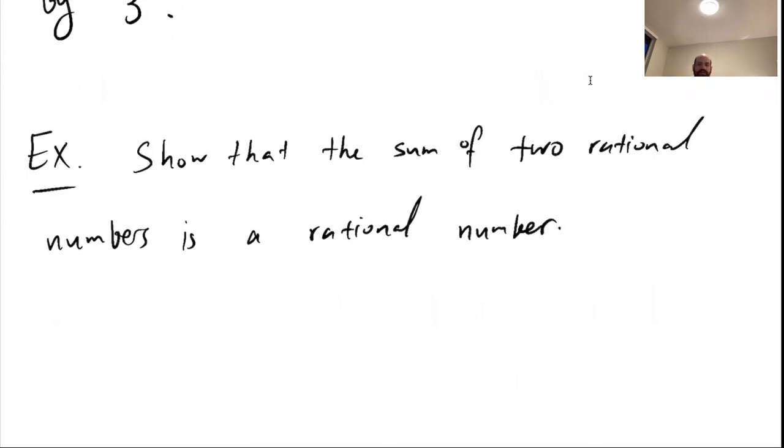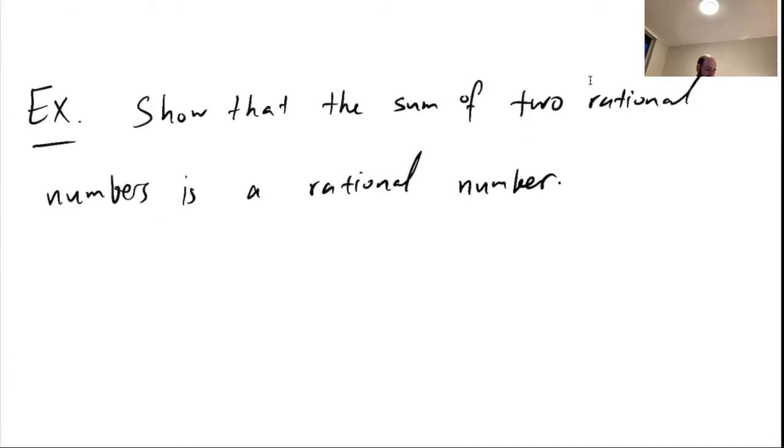So here, see, this statement is not written of the form if P then Q. It says show that the sum of two rational numbers is a rational number. But we still can write it in that form if we want to. We are saying that if we have two rational numbers, then the sum of those two rational numbers is a rational number, right? So the only assumption here is that I have two rational numbers, and my goal is that I want to show that the sum is also a rational number.